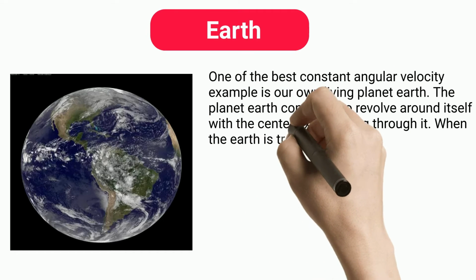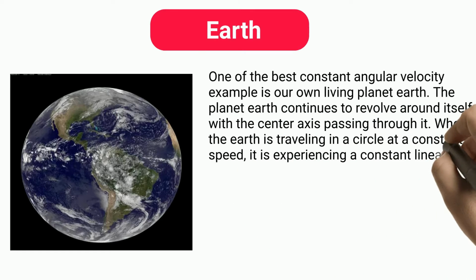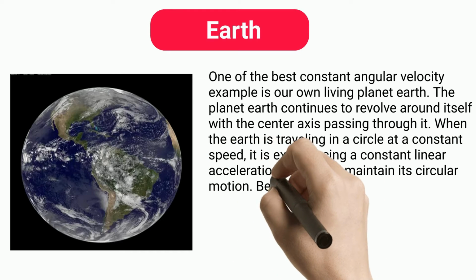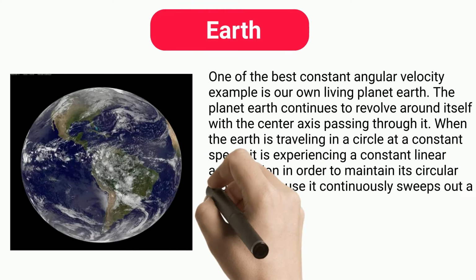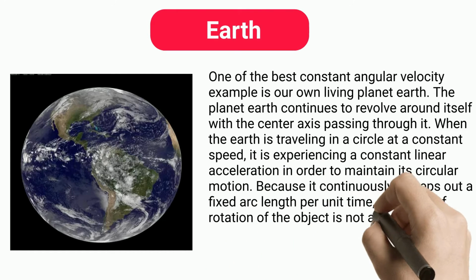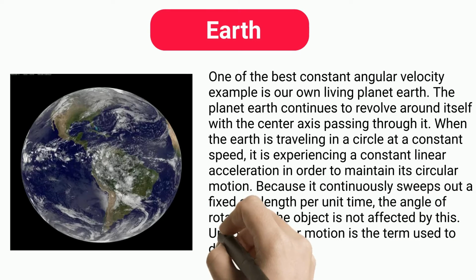When the Earth is traveling in a circle at a constant speed, it is experiencing a constant linear acceleration in order to maintain its circular motion. Because it continuously sweeps out a fixed arc length per unit time, the angle of rotation of the object is not affected by this. Uniform circular motion is the term used to describe constant angular velocity in a circle.